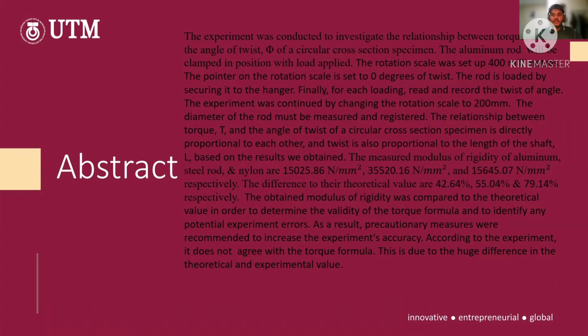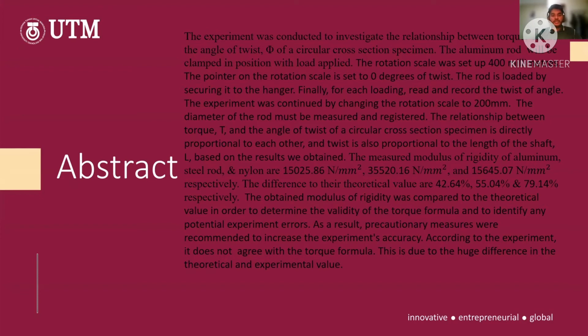The aluminum rod will be clamped in position with load applied. The rotation scale was set up at 400 millimeters. The pointer on the rotation scale is set to 0 degrees of twist. The rod is loaded by securing it to the hanger. Finally, for each loading, read and record the angle of twist.